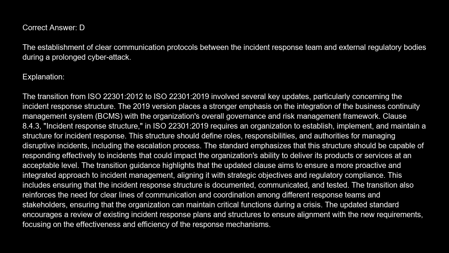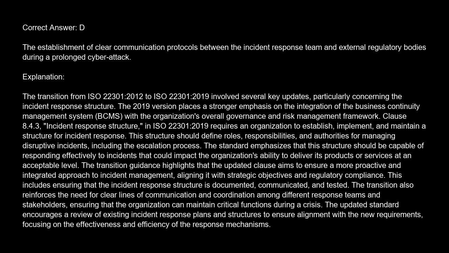The standard emphasizes that this structure should be capable of responding effectively to incidents that could impact the organization's ability to deliver its products or services at an acceptable level. The transition guidance highlights that the updated clause aims to ensure a more proactive and integrated approach to incident management, aligning it with strategic objectives and regulatory compliance. This includes ensuring that the incident response structure is documented, communicated, and tested.